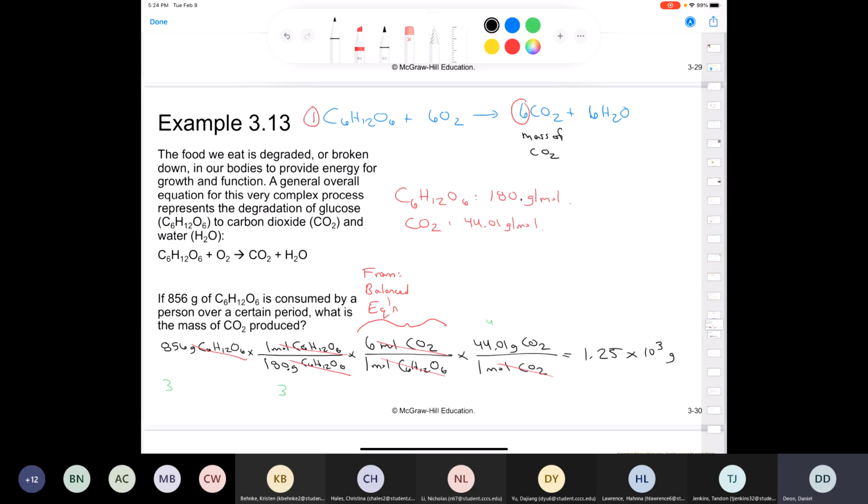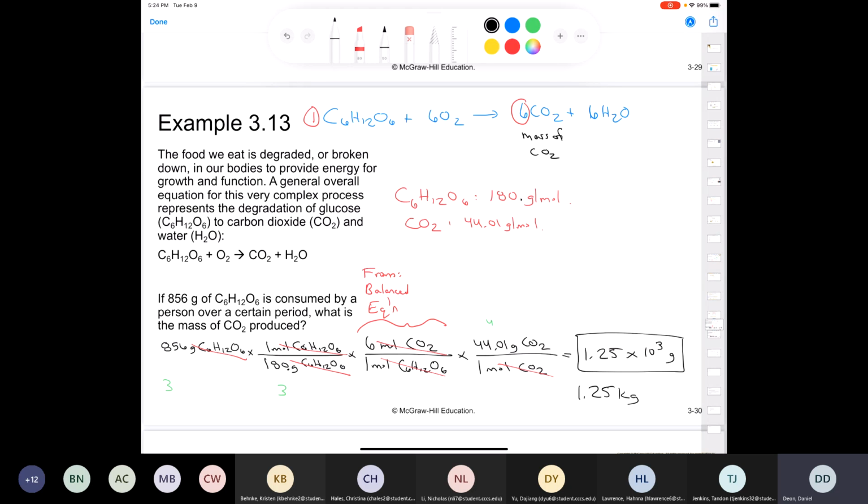Okay, so that's the mass. If you want to convert it to kilograms, divide by 1,000. So if you take your calculator, and you should know how to use the exponent function, 1.25 times 10 to the power of 3 divided by 1,000 gives you 1.25 kilograms. Okay, either answer is perfectly fine.